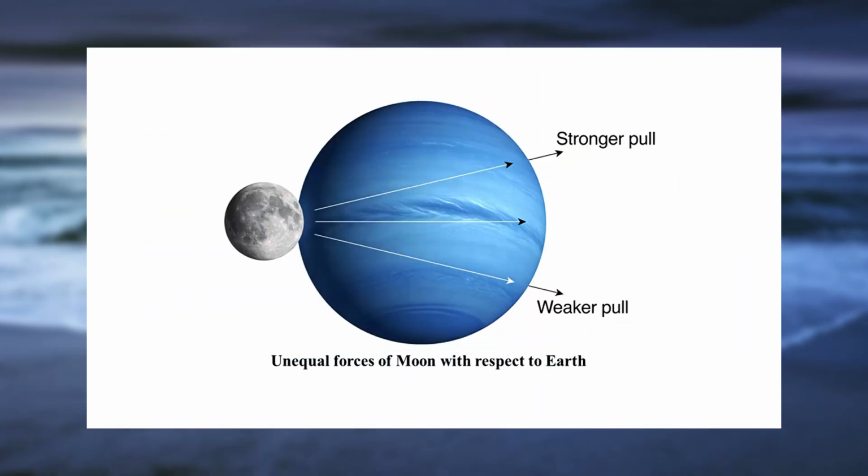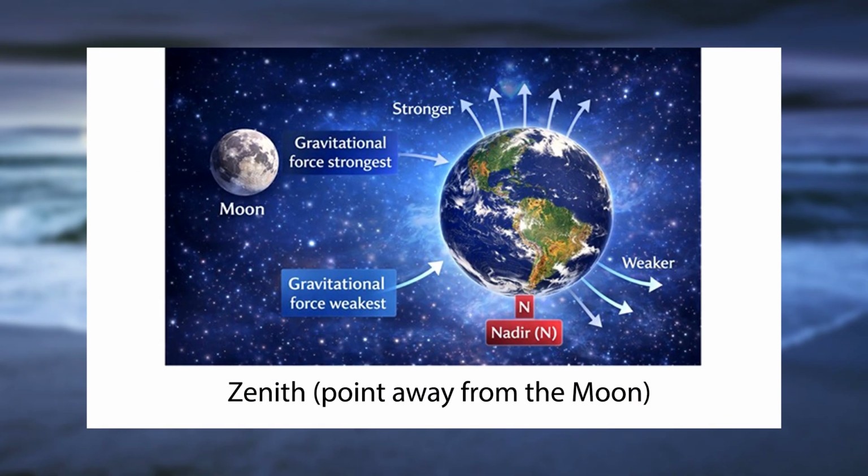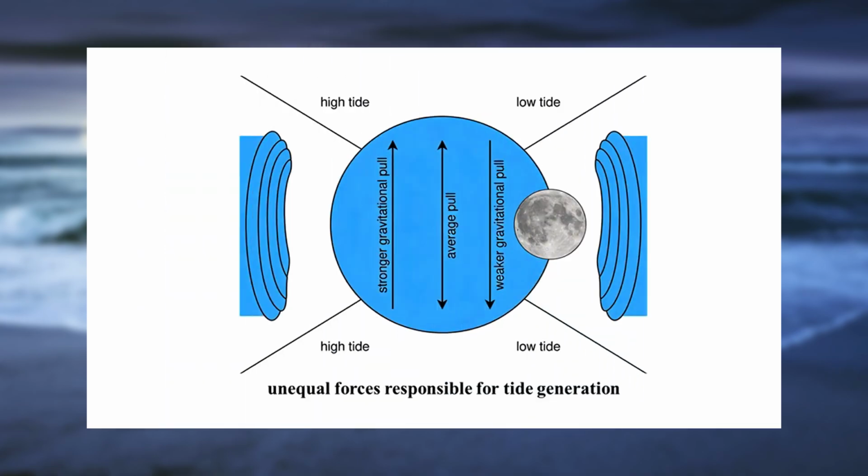On the earth, the moon's gravitational pull is not equal everywhere. It is strongest at the zenith point, closest to the moon, and weakest at the nadir point, farthest from the moon. Gravitational forces act at slight angles at different places on the earth. This unequal pull plays an important role in tide generation.